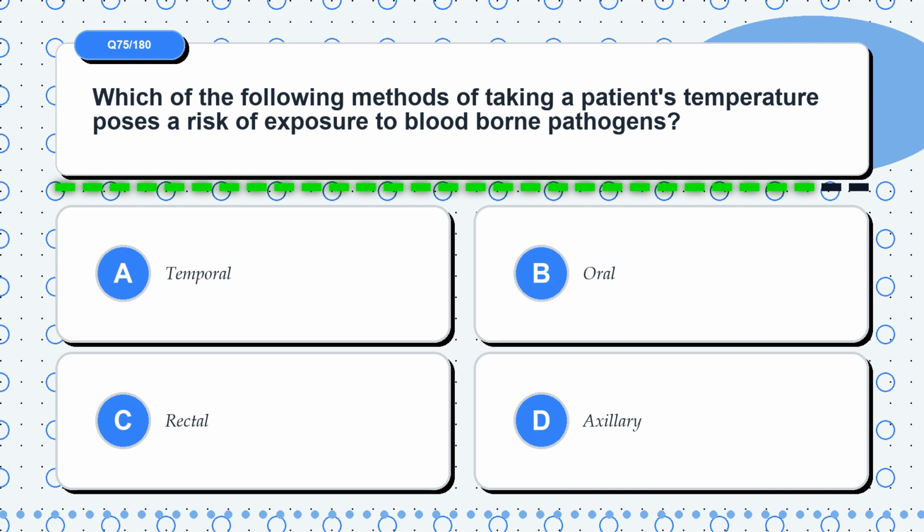Question 75. Which of the following methods of taking a patient's temperature poses a risk of exposure to blood-borne pathogens? Here are the options. Option A, temporal. Option B, oral. Option C, rectal. Option D, axillary.